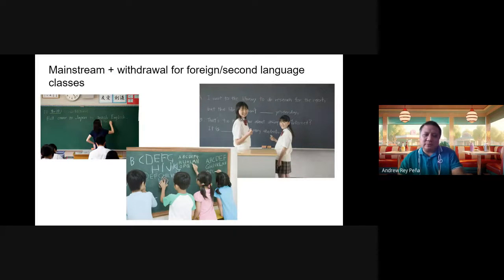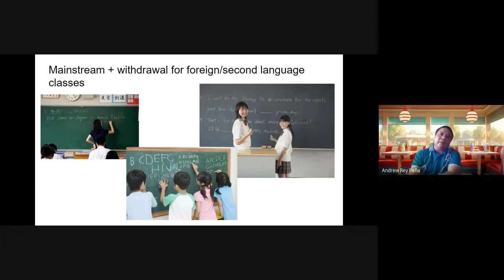Okay, then we also have mainstream plus withdrawal for foreign or second language classes. Now, in this type, the students are taught using the majority language in a monolingual setting for all their educational needs. Now, in addition, students are given special classes to learn another language. This depends on the perception of educational policymakers regarding how important it is for students to learn that other language. A good case is Japanese children being taught English.